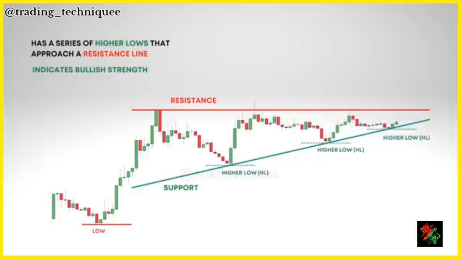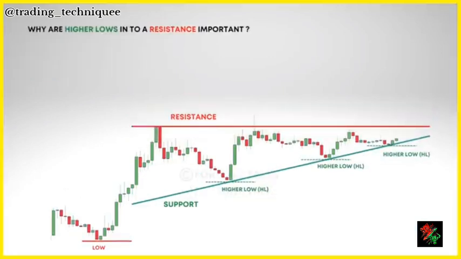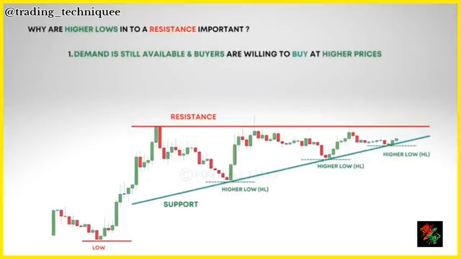Now, as you can notice, the ascending triangle has a series of higher lows that approach a resistance line. Now, this is a sign of bullish strength, and for a few possible reasons. Now, the higher lows are an indication that the buyers are willing to buy at higher prices. Now, think about it. If the buyers were not willing to buy at higher prices, you wouldn't see higher lows coming into the resistance. Now, the fact that the market forms a series of higher lows tells you that there is demand even as the price continues higher.